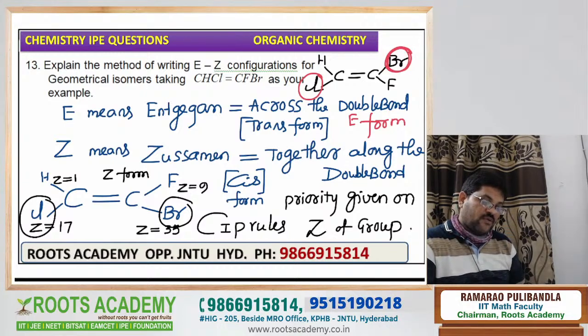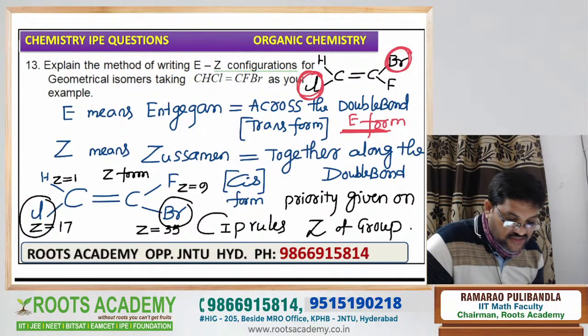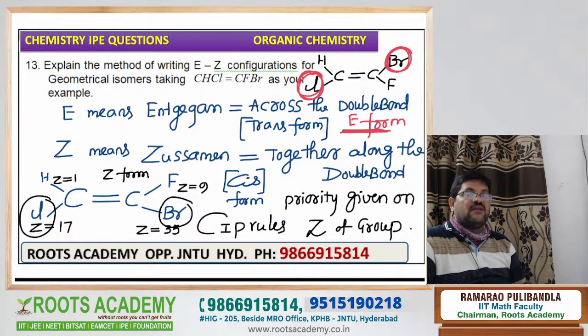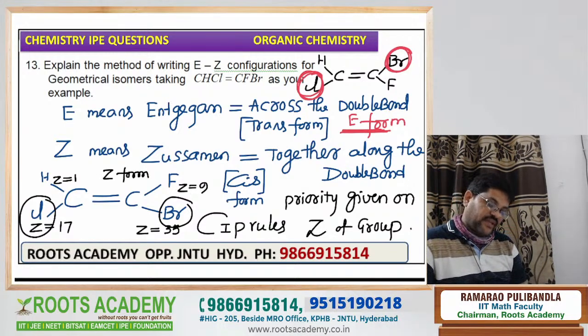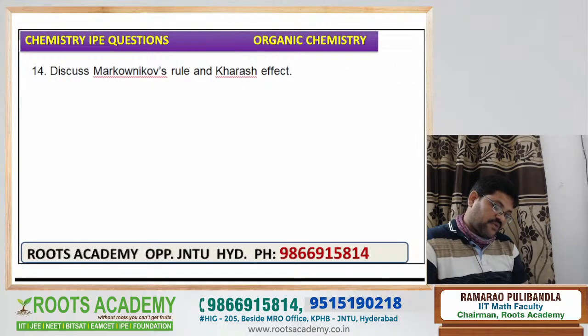Out of the hydrogen, chlorine, high priority goes to the what? Chlorine. That's why both are on opposite side. So opposite side means what? That is the E form. Understood what I am saying? Yes. Simple logic, no confusion in the logic. Clear? Yes. This is the next one.